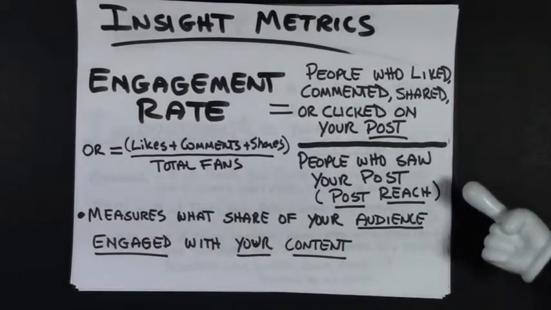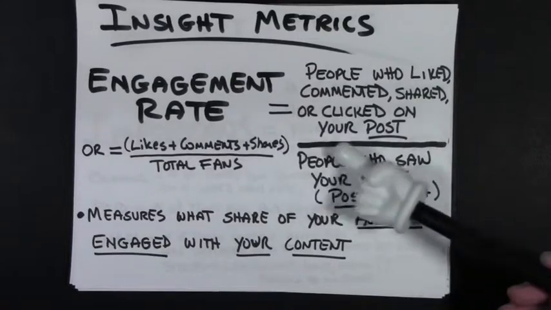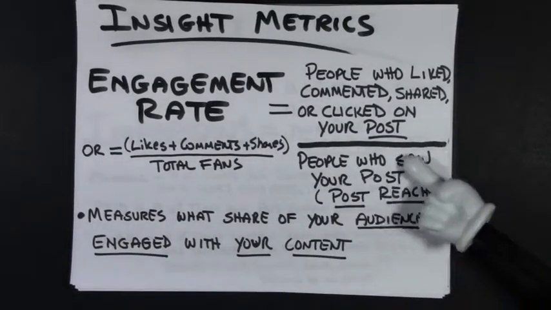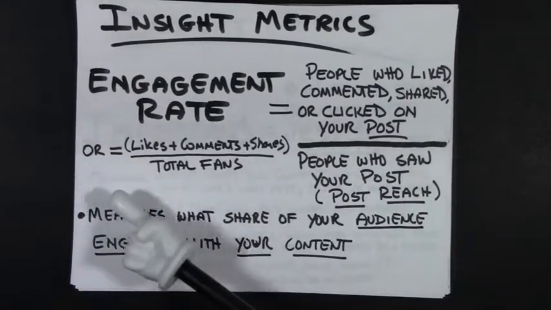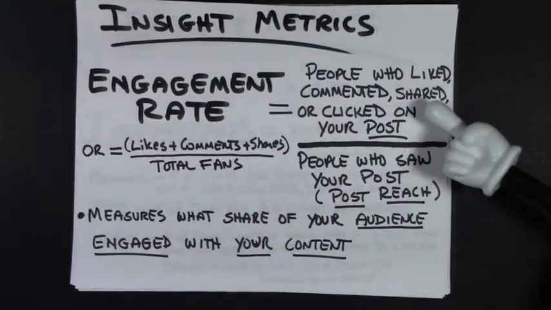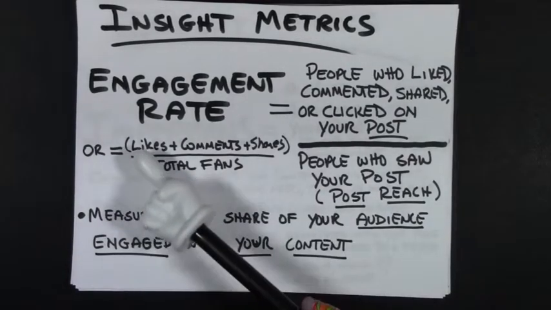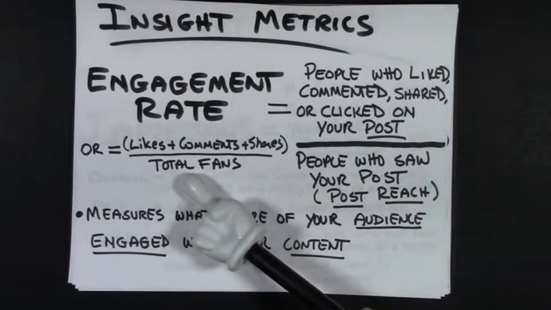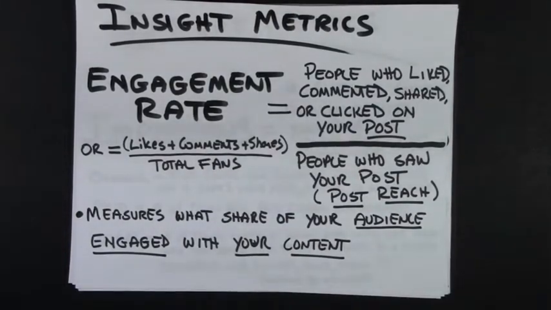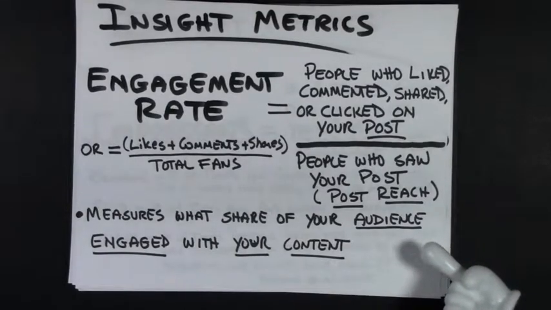The engagement rate: people who have liked, commented, shared, or clicked on your post divided by the people who saw your post, which is post reach. This can also be calculated if you don't have Insight Metrics, which would give you the information to calculate this. You can look at likes plus comments plus shares divided by total fans, and that's an equivalent metric to engagement rate. This measures what share of your audience engaged with your content.